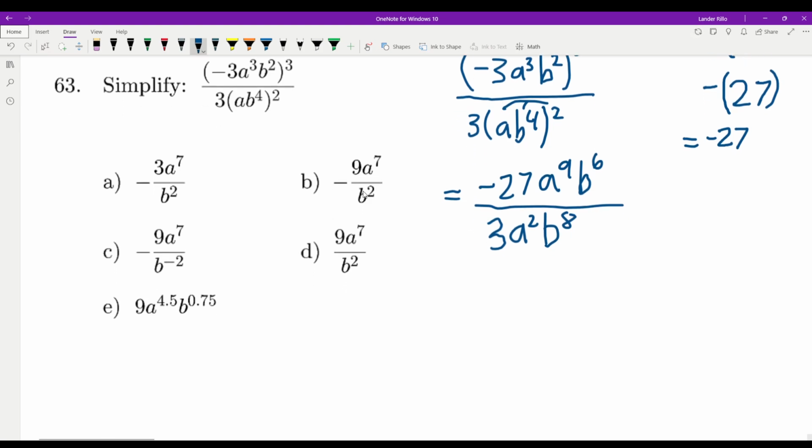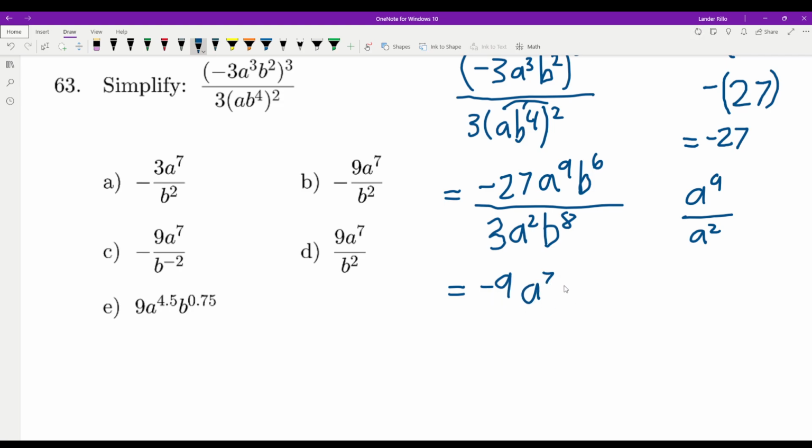Now we're not fully done yet because we have some simplification to do. Negative 27, look at the numbers. Negative 27 divided by 3 is negative 9. And then we look at the other variables, making sure they're all the same base. Looking only at the same base, A, 9 and A, 2. Subtracting those exponents because of the exponent rules of division, that gives you A to the power 7.